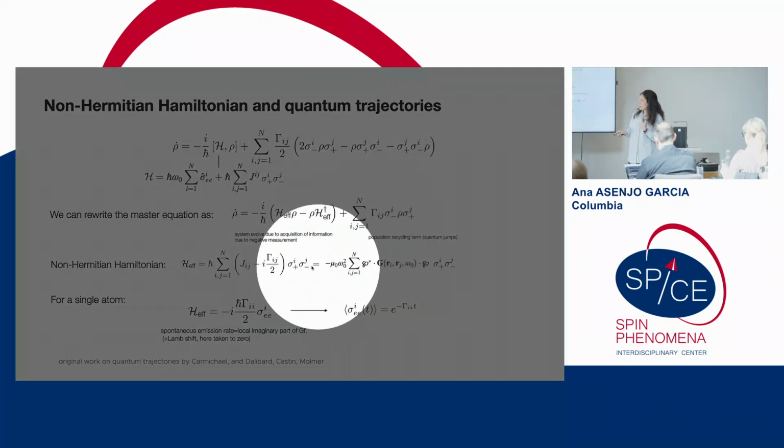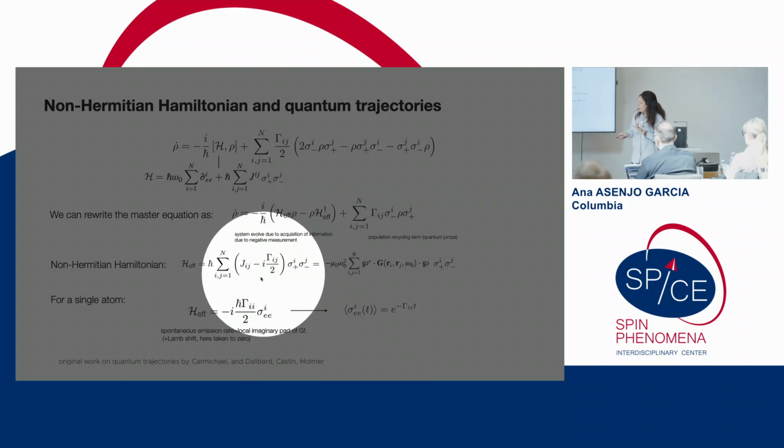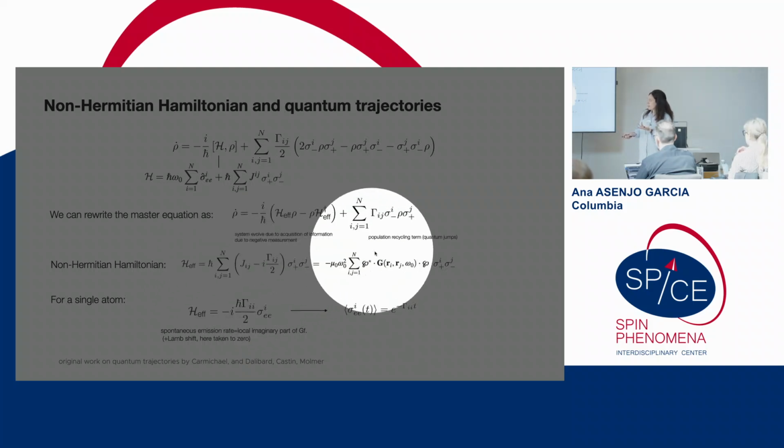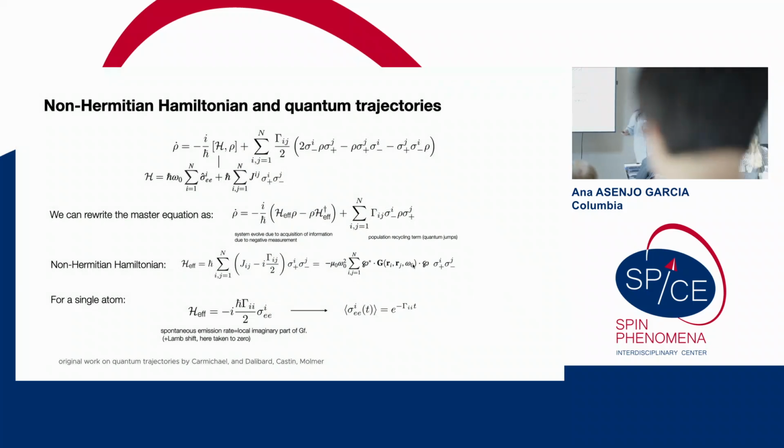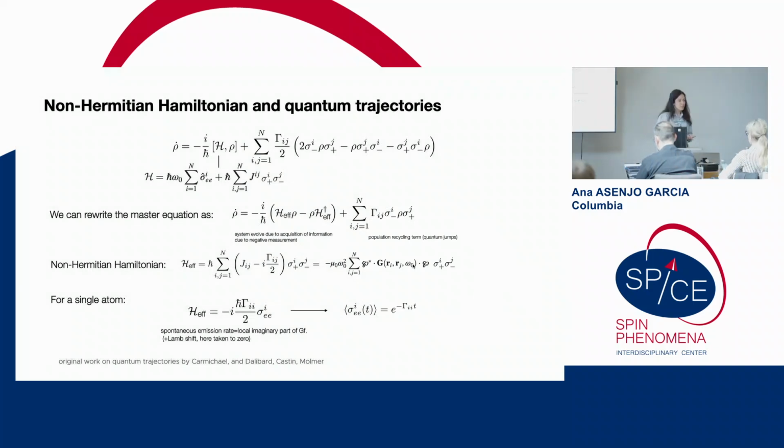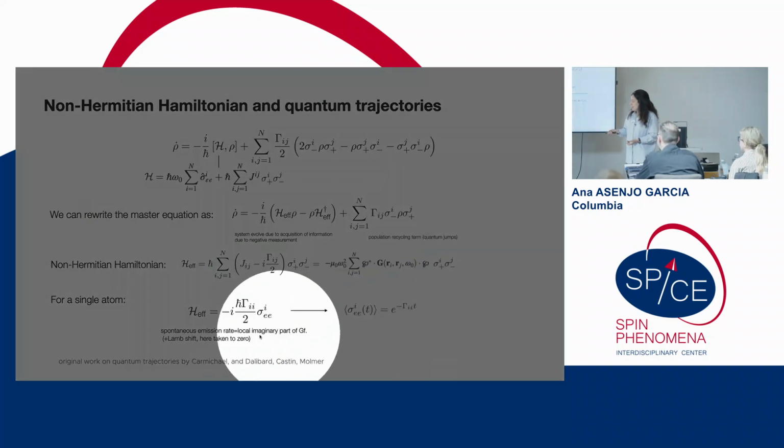And this non-Hermitian Hamiltonian looks like this. And when we unravel J and gamma in terms of the Green's function, it looks very similar to what we postulated by hand before. So that kind of makes sense. Of course, this is not all the evolution there is. We have the quantum jumps, which tell me that when this evolution is non-Hermitian and I'm losing norm in my quantum state, this norm is going somewhere and it is projected to some other state via the quantum jump. And so for a single atom, this Hamiltonian looks like this.